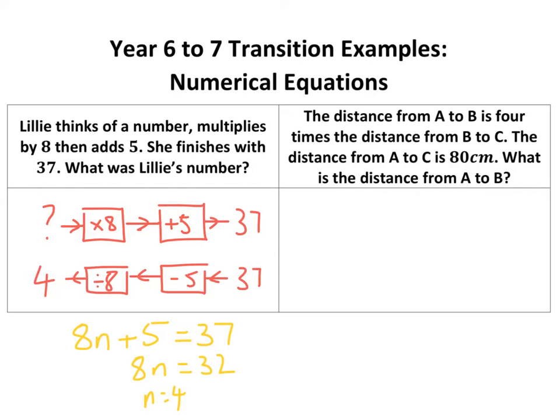The distance from A to B is 4 times the distance from B to C. The distance from A to C is 80 centimetres. What is the distance from A to B? So here we go. So I'm going to draw a line. I've got A, B, C.